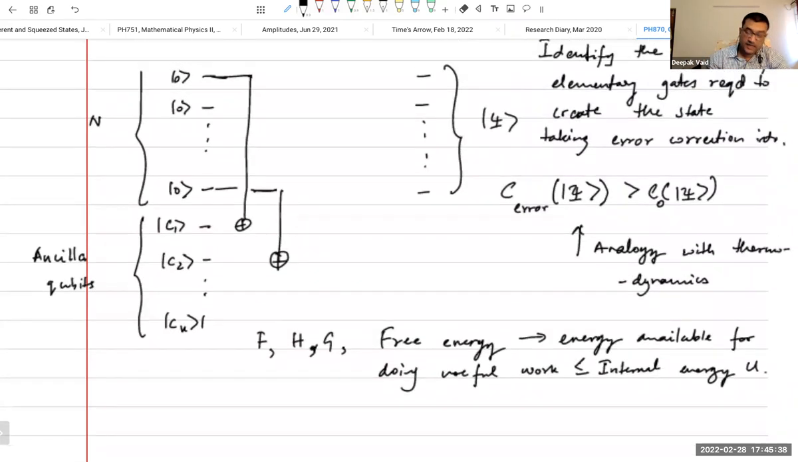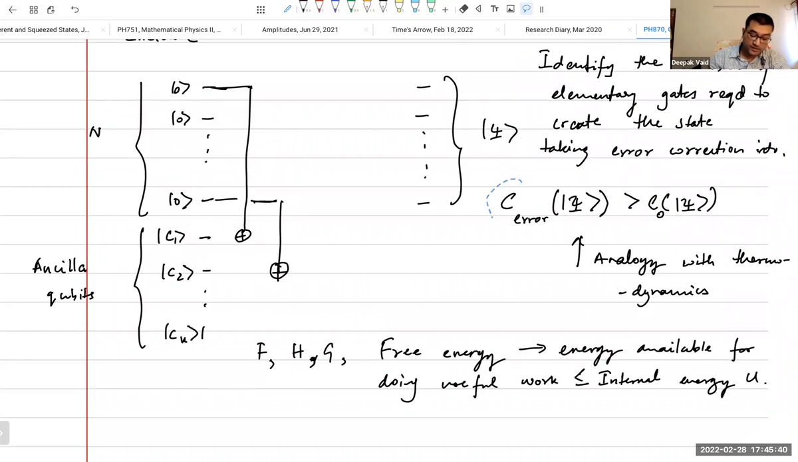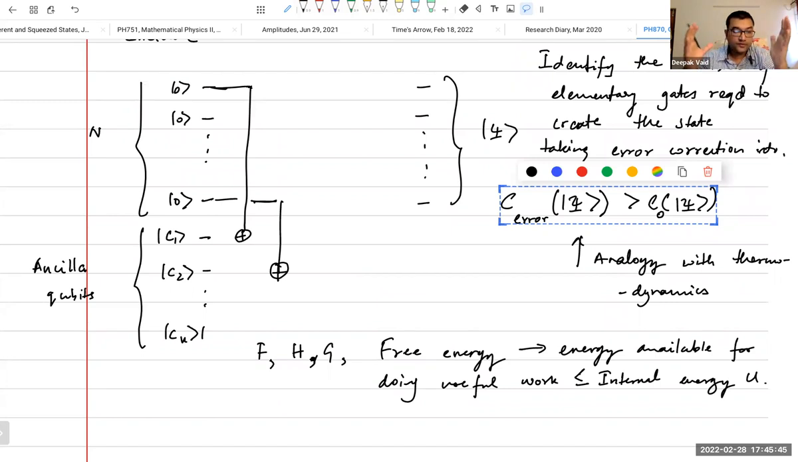Similarly, the analogy that I'm trying to make here is that when you talk about the complexity of a state with and without the error correcting part taken into account, that is similar to this situation, right? The roles are reversed because free energy is less than the available energy. Here, the actual complexity is greater than the perfect complexity.